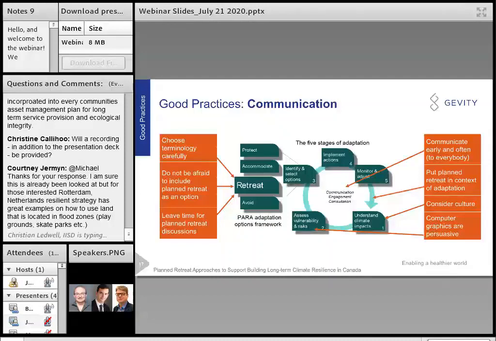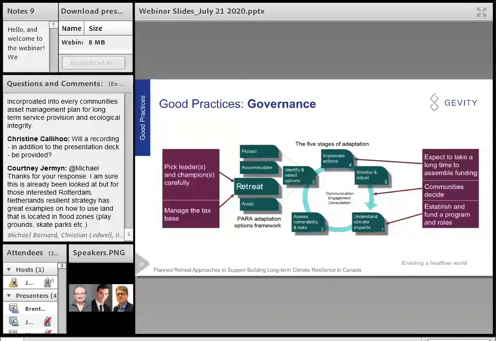Computer graphics are persuasive. I think the idea that the unknown is fearful can be alleviated somewhat through computer graphics. So what will the retreated communities look like after homes have been removed and after recreation amenities have been installed in those communities? Computer graphics can be very useful there.